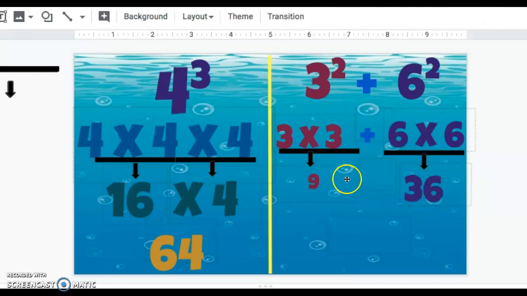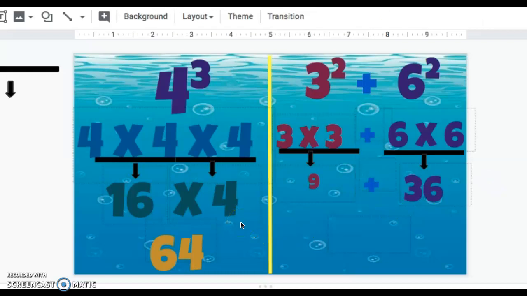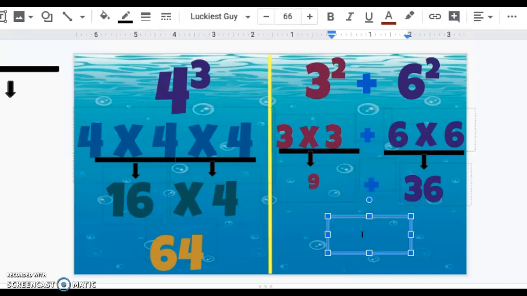So you have 9, and then what sign is going to come down? The same sign that is up above in the problem. So you're going to have your plus sign. So now you have something that you know how to solve. You know how to solve multiplication and adding, and 9 plus 36 is very easy to do. So 9 plus 36 is the same thing as 45 when you add those together. So your answer for this problem is 45.